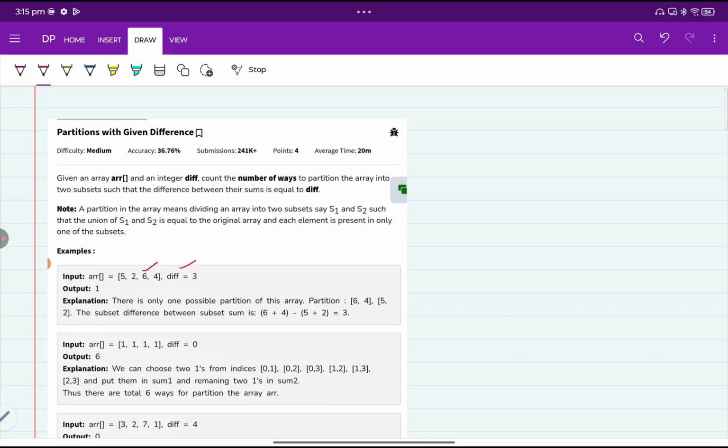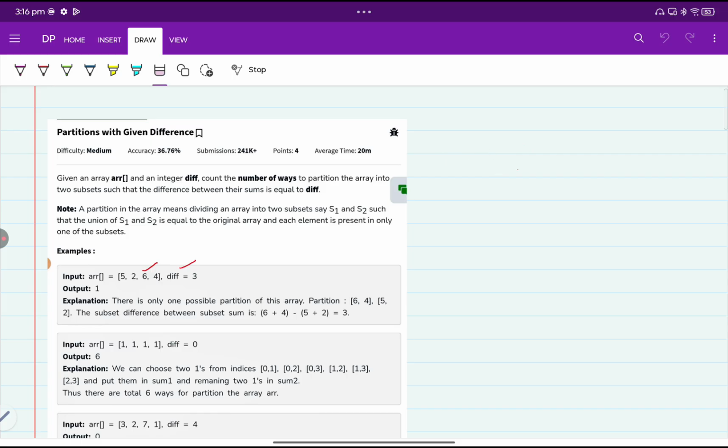For example, once I read the question, given an array and a difference, how to explain the question? Firstly, what are the given values? Count the number of ways to partition the array into two subsets. We have to divide this array into two subsets such that the difference between their sums is equal to the given difference, and we have to return the number of ways.